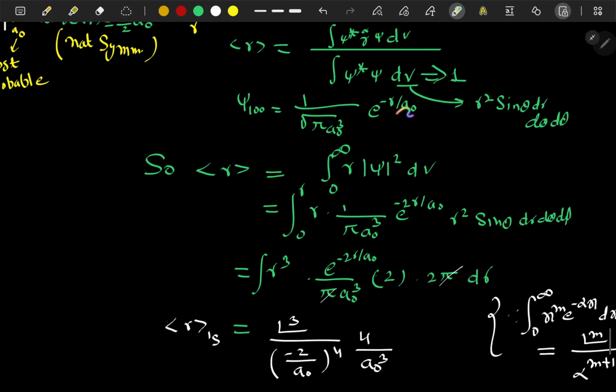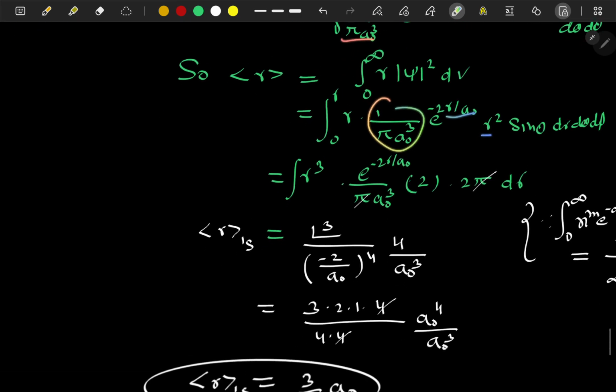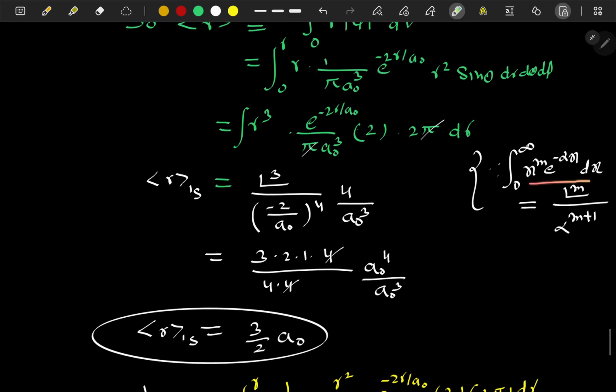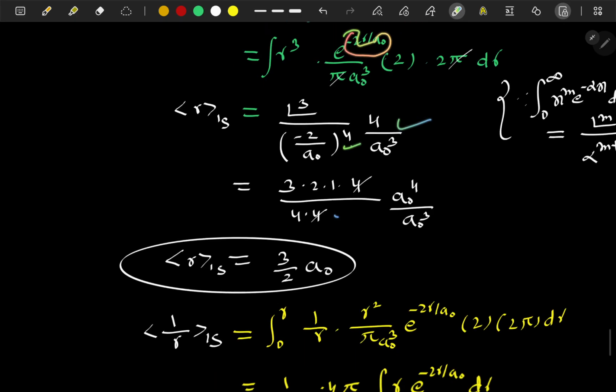So the square of this is here, and this is the formula of integration from 0 to infinity of x raised to the power m e raised to minus alpha x dx equal to gamma of m plus 1 divided by alpha raised to the power m plus 1. So here, gamma of this part divided by alpha raised to the power m plus 1, that is 3 plus 1, 4. When you solve it, you get 3 by 2 a naught.